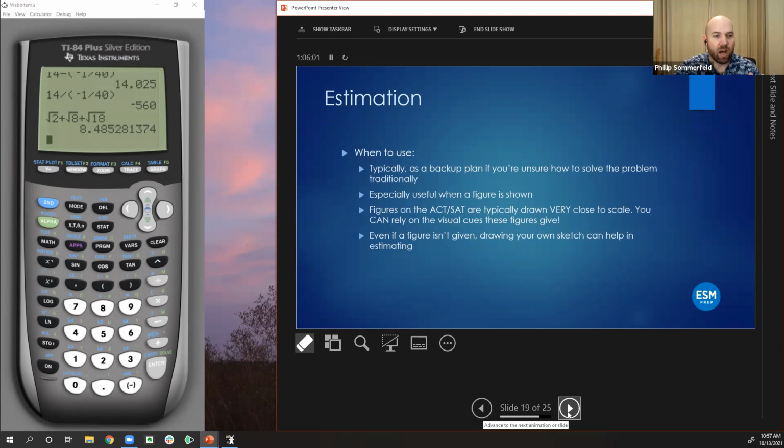So often this is really helpful for geometric problems when there's a figure that's given. Even if you don't have a figure, drawing your own figure can be really helpful. But the figures on the ACT and SAT, the ACT I think says that they are drawn to scale, but the SAT says don't assume. But usually they're very, very close to scale at the very least, so you can trust them pretty reliably.